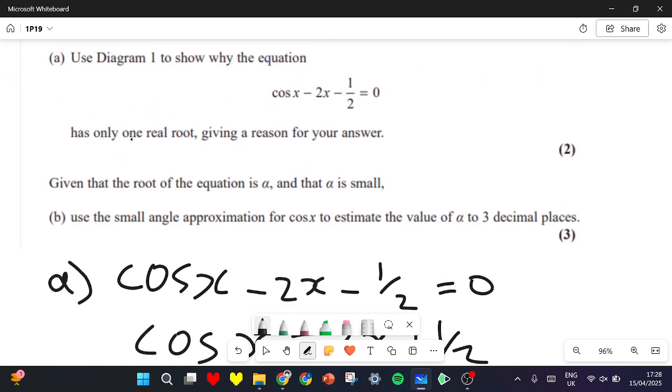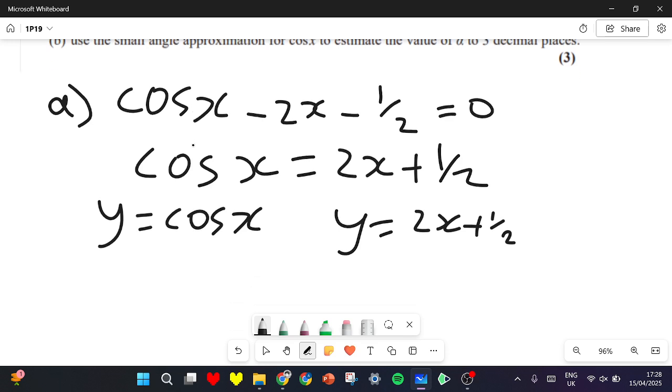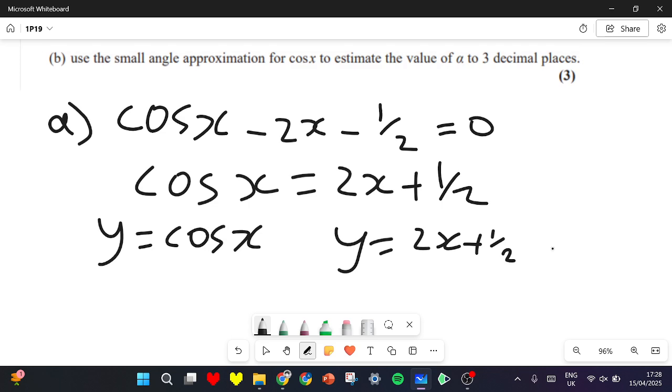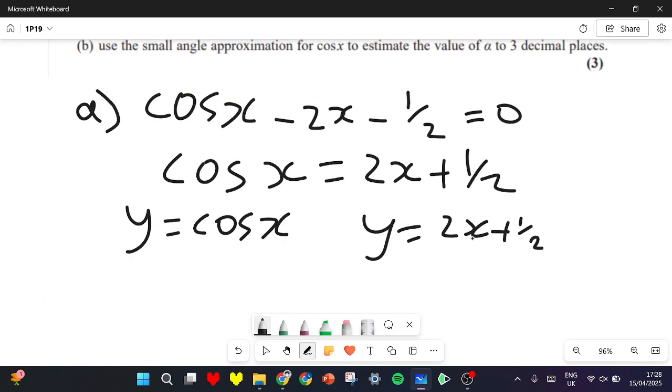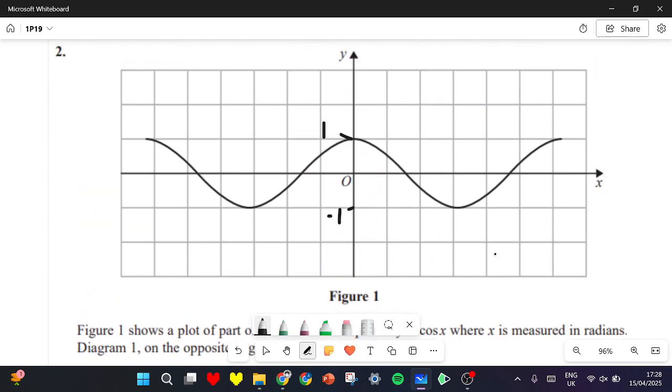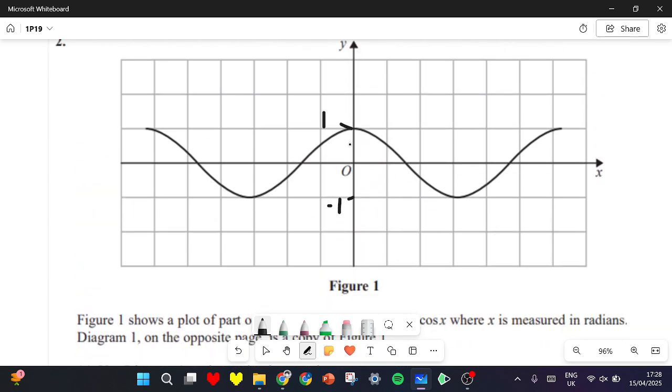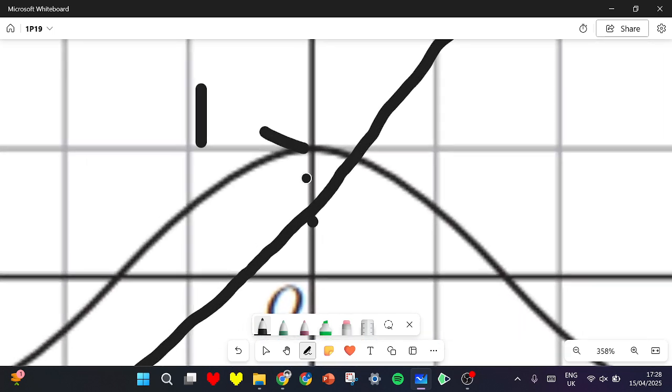And then for the only one real root, that means that the graph of cos x and the graph of 2x plus a half have to only meet once. So let me just show you. I'll draw out the graph of 2x plus a half. The intercept is going to be here because that's a half, right? And then the gradient's 2, so draw it like that. I didn't get exactly on half, but if you see, both of these lines only meet here.